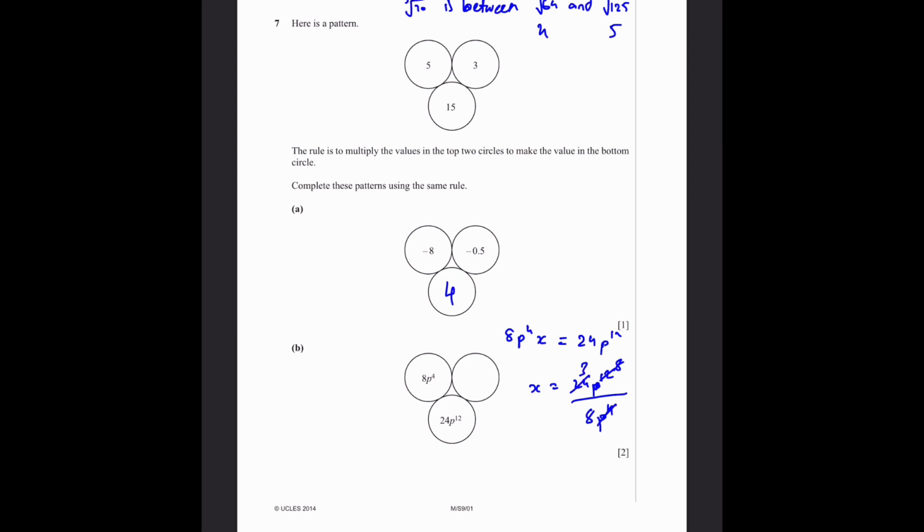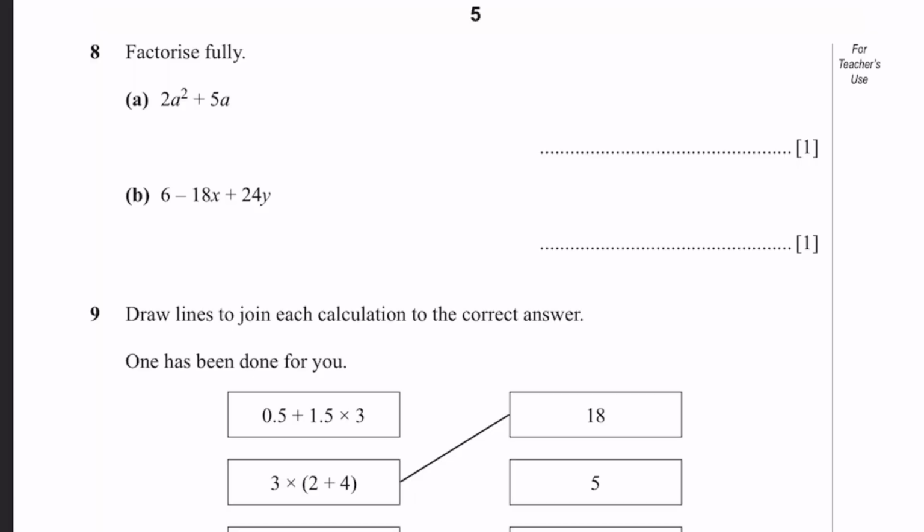And then we can cancel this out. And therefore, x is equal to 3p to the power of 8. That's the answer.